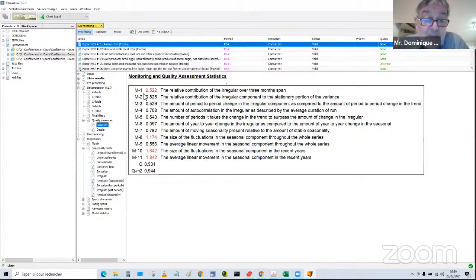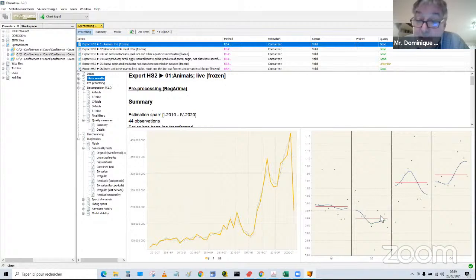Now the objective of these M statistics is to bring your attention to the evolution of a seasonal component. And the only way to see if it's well taken into account or not is to go to the main result, to the graph. And the graph will tell you, yes, it's not so bad.